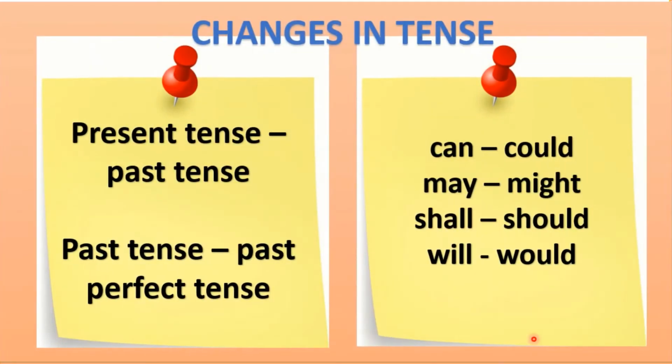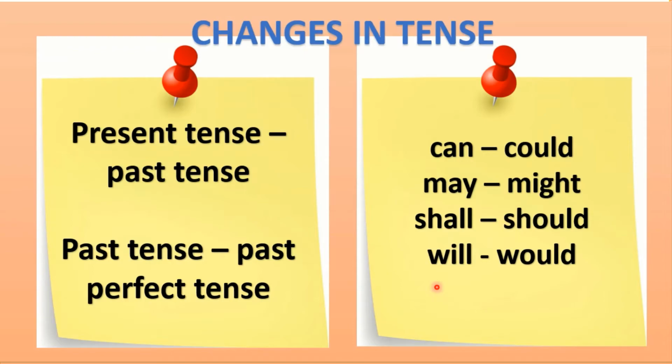Take note of the changes in tenses when we are reporting a direct speech with an introductory verb in the past form. If present tense is used in the direct speech with an introductory verb in the past tense, we are going to make it past tense. Past tense will be made into a past perfect tense. And if a modal is used, here's the change. Can becomes could, may becomes might, shall becomes should, and will becomes would.